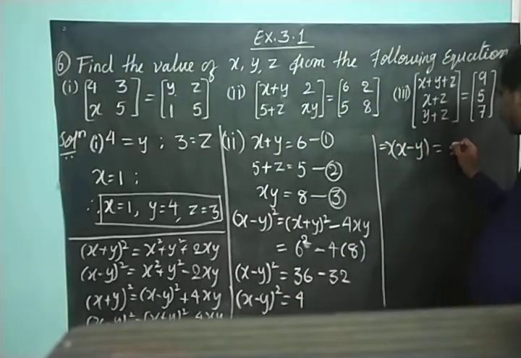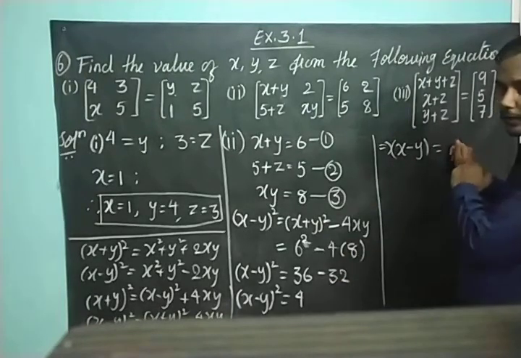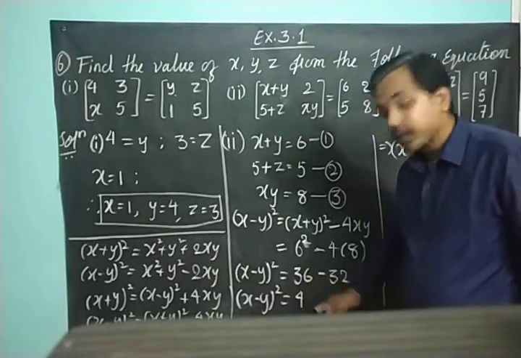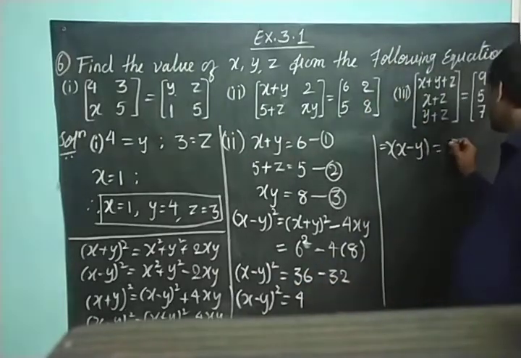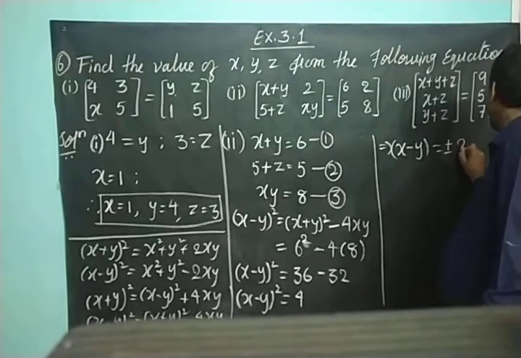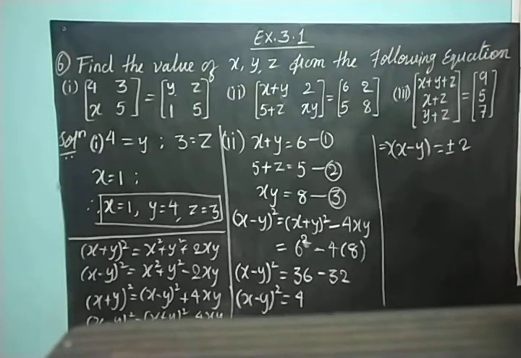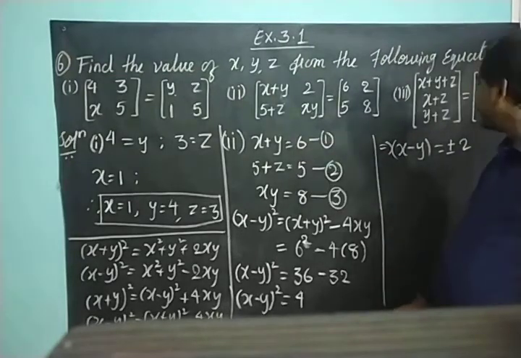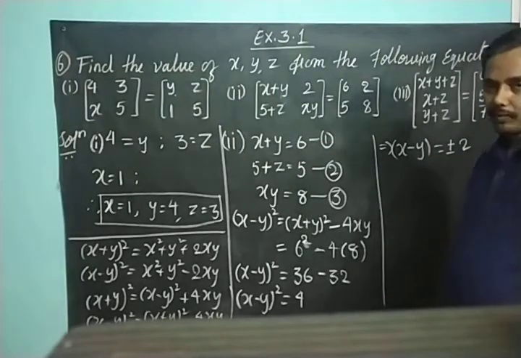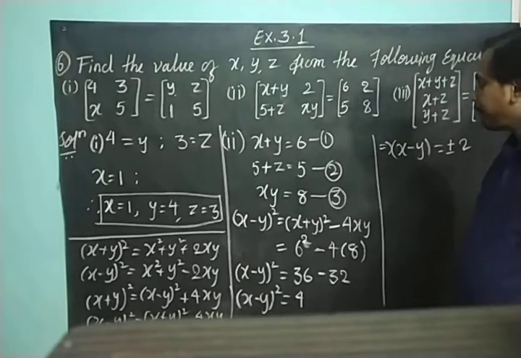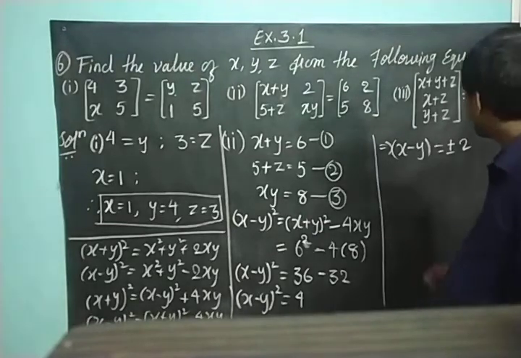If you shift the square on the other side, it becomes root. So x minus y is plus or minus 2. So you get the value of x plus y, and you get the value of x minus y. Make use of these two equations, then get the value of x and y.